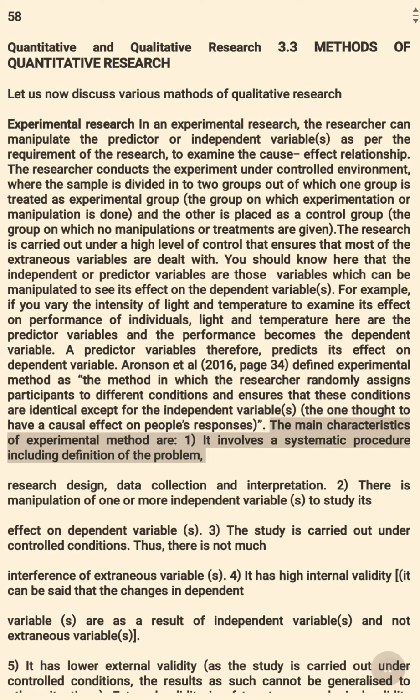The main characteristics of the experimental method are: 1. It involves a systematic procedure including definition of the problem, research design, data collection and interpretation. 2. There is manipulation of one or more independent variable(s) to study its effect on dependent variable(s). 3. The study is carried out under controlled conditions. Thus, there is not much interference of extraneous variable(s).